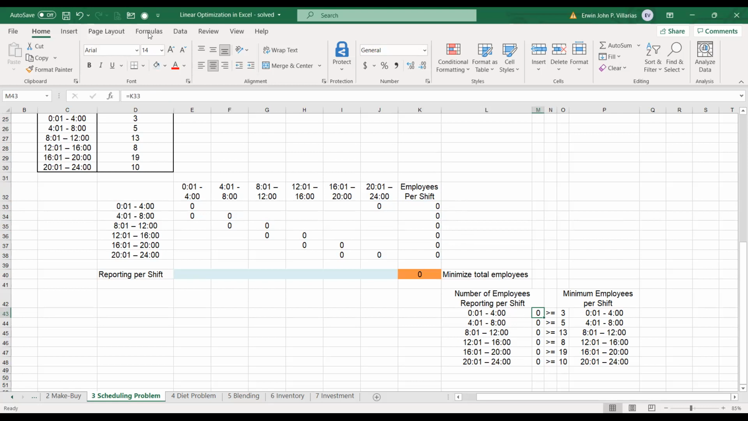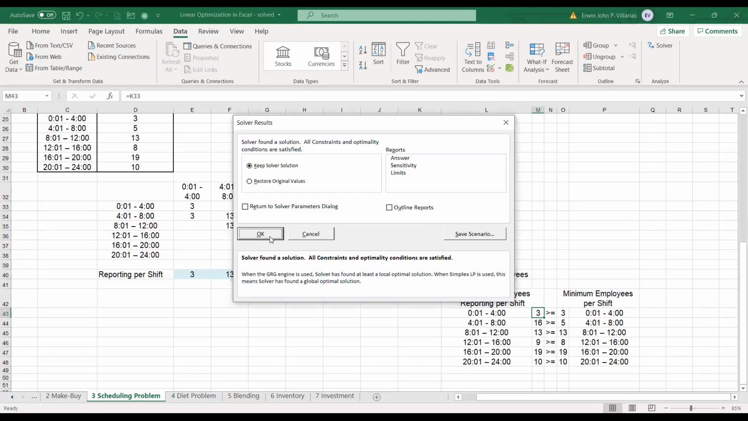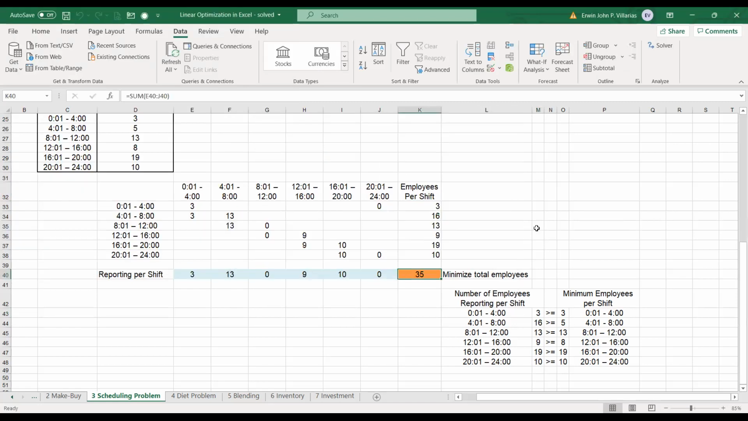Given these parameters, I will run the solver. And sir, the optimal number of employees to be hired is 35 employees. Given the number of employees reporting per schedule, for example, in schedule 1, 3 will be needed to report for that particular time, and then for schedule 2, 13, schedule 3, 0, schedule 4, 9, schedule 5, 10, and then schedule 6, 0, sir.